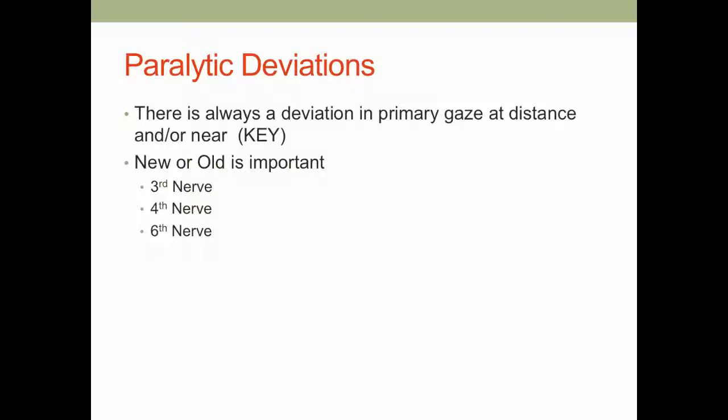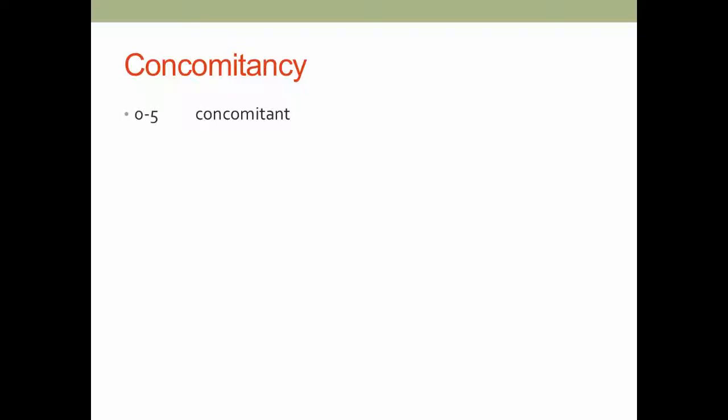And it's important to differentiate if it's new or old. Most paralytic deviations are non-concomitant. They may get some spread of concomitancy when they've been around a long period of time, and they can be rated on the basis of being mild, which is 6 to 10 diopters of deviation and from one gaze to another, moderate 11 to 15, 16 to 20 is marked, and 4 plus if they're very, very large.